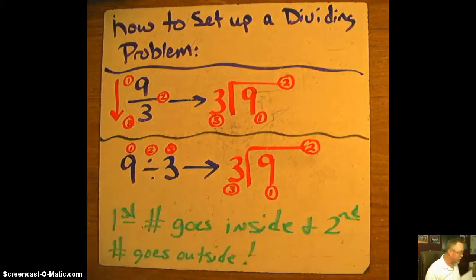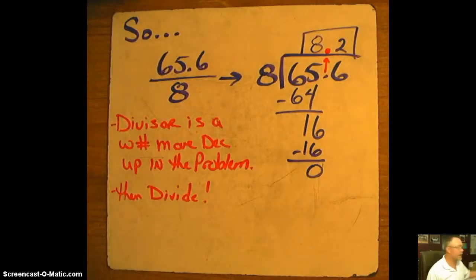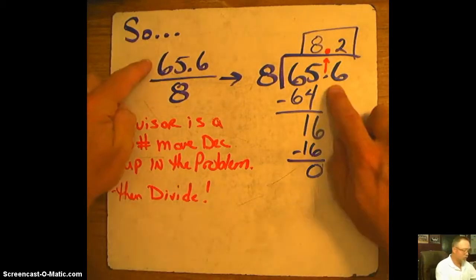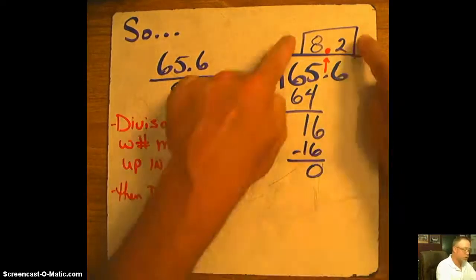So it gives you an idea of how you have to set up a problem as you go through it. The first number goes inside, the second number goes outside, and the division sign is what we'll use as we go through this. Now we have an actual division problem of 65.6 divided by 8. We're going to set it up as a division problem. Again, first number goes inside, second number goes outside: dividend, divisor, quotient.